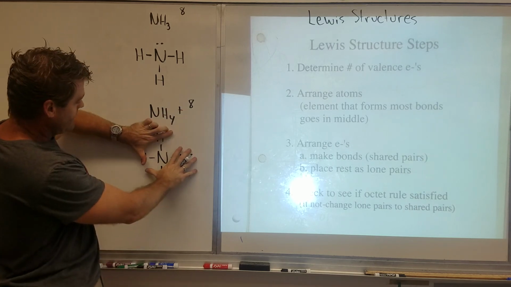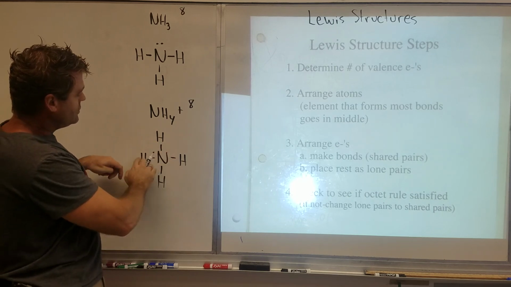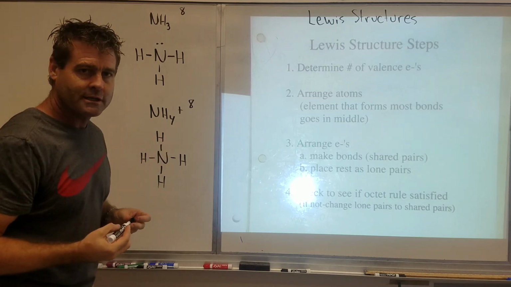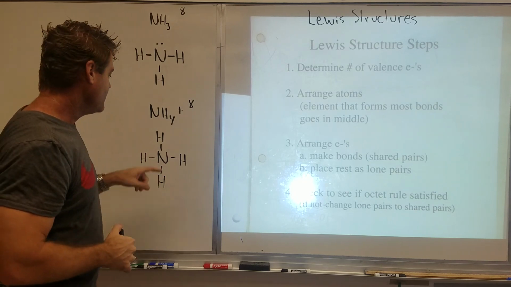I check the octet. Nitrogen's good. And then look, each hydrogen has a total of 2 electrons orbiting its nucleus, which is what you would expect for a stable hydrogen atom. So you guys, it would look like this.